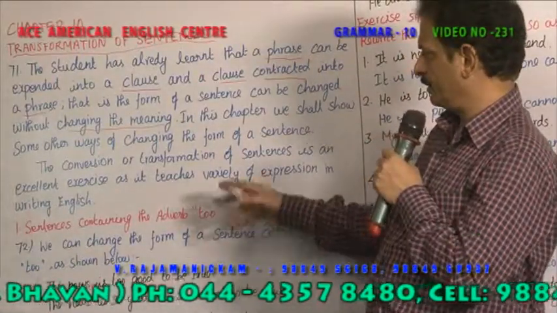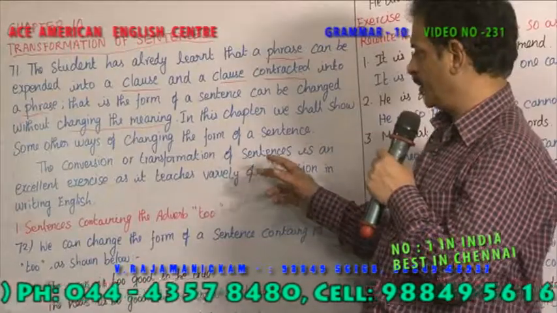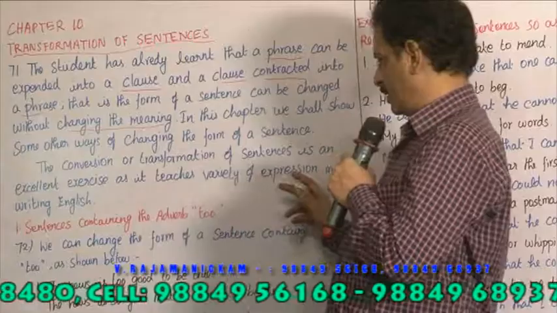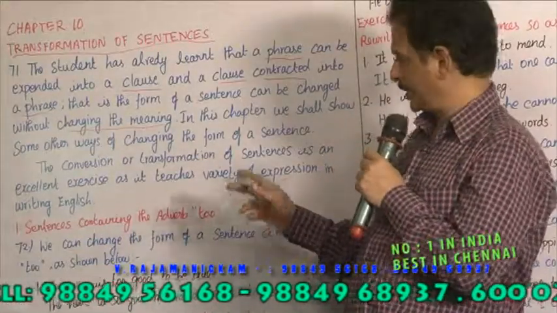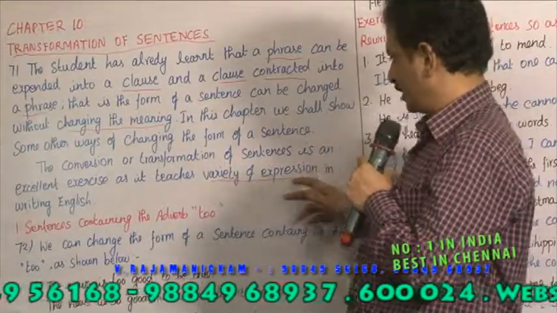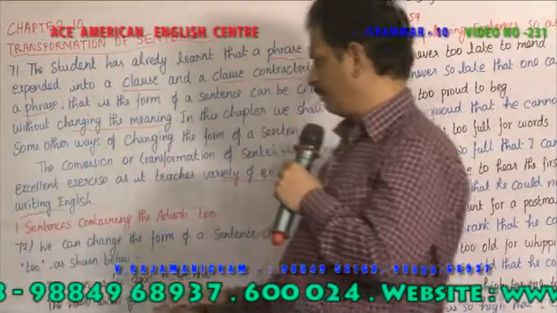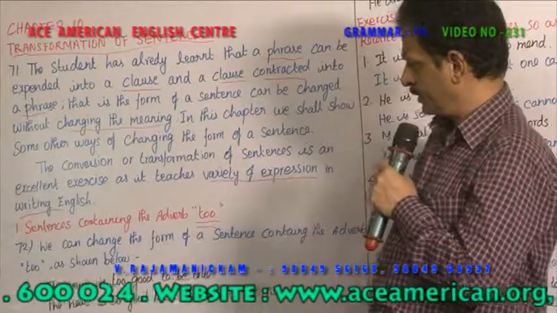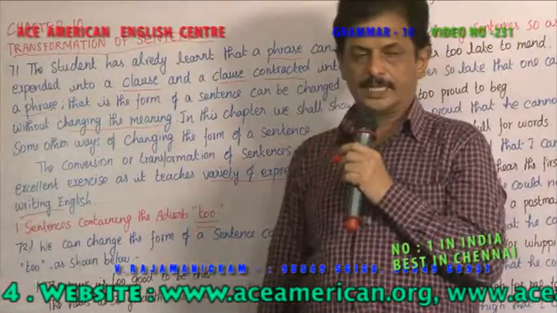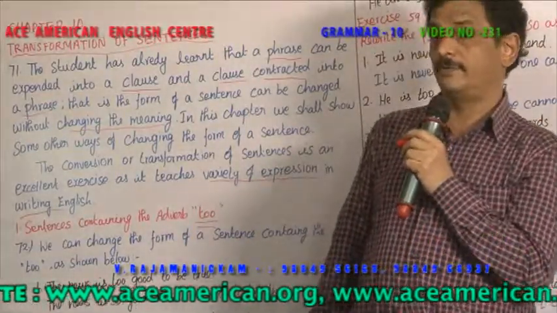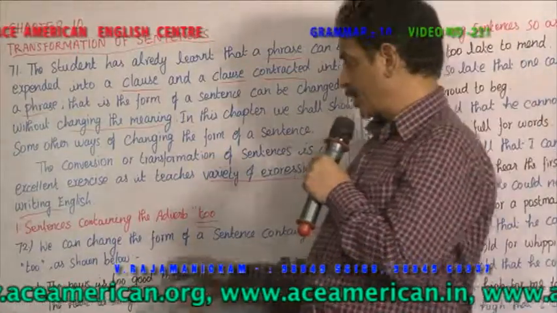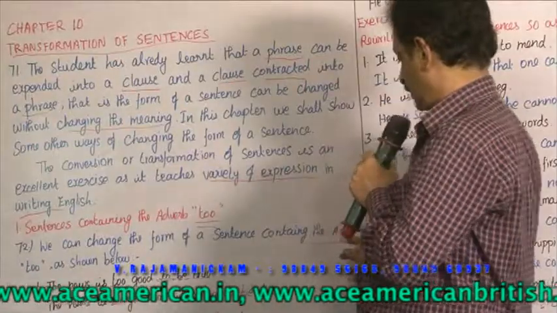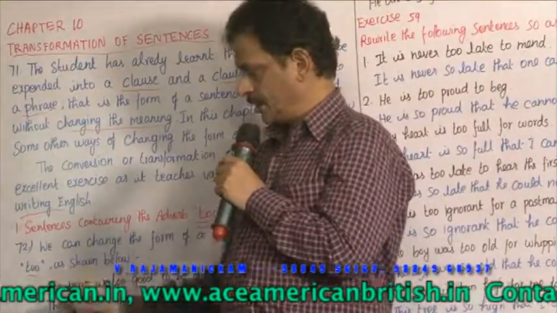The transformation of sentences is an excellent exercise as it teaches variety of expression in writing English. For example, sentences containing the adverb too. It's very important, isn't it? The adverb too is as important as the adverb very. We can change the form of a sentence containing the adverb too.